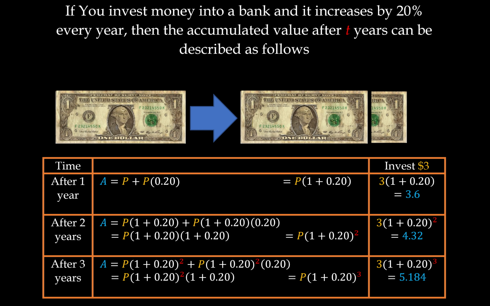By now, you may have noticed a pattern. We can find the accumulated amount by multiplying the initial investment by 1 plus the interest rate raised to some amount of time in years.